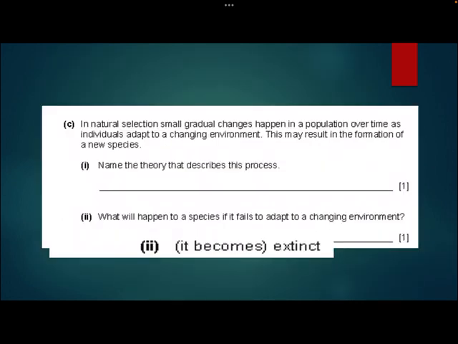In natural selection, small changes happen in a population over time as individuals adapt to a changing environment. This may result in the formation of a new species. Name the theory that describes this process. That is the theory of evolution. And then what happens if a species fails to adapt to a changing environment? They would become extinct.